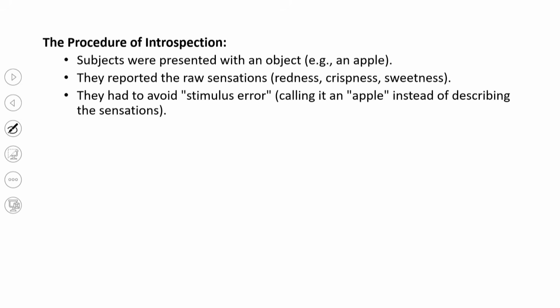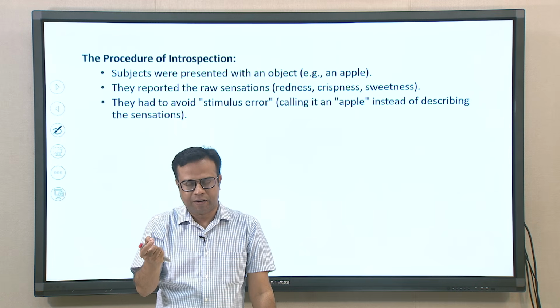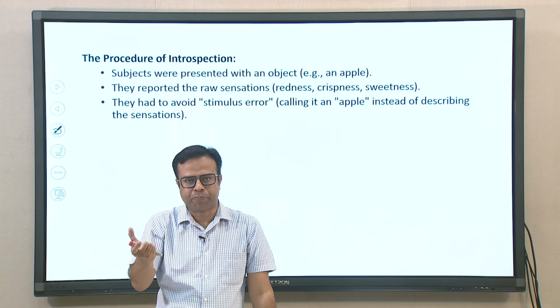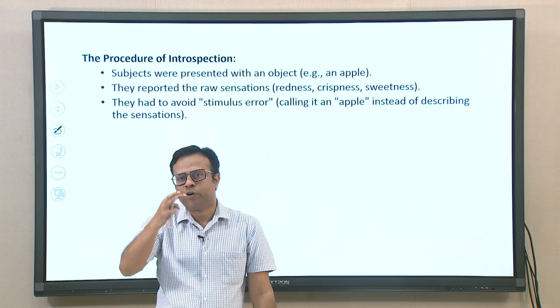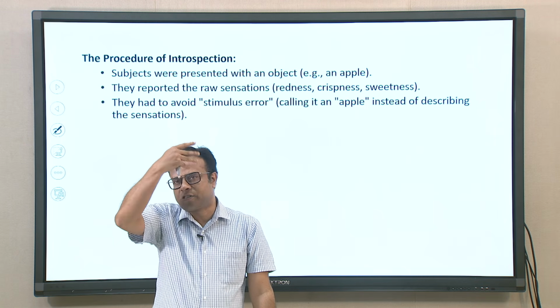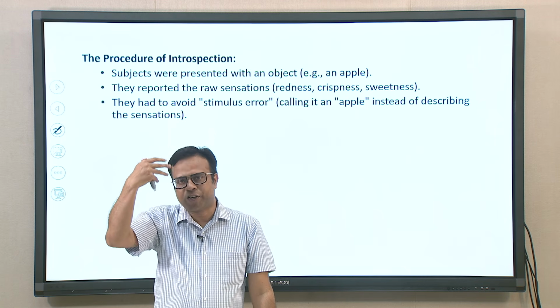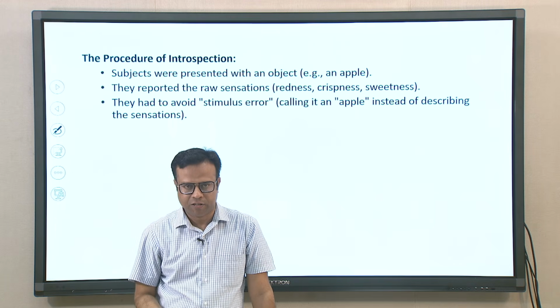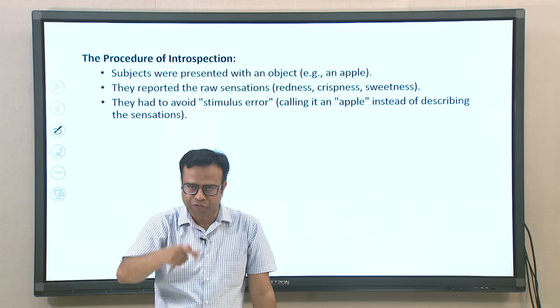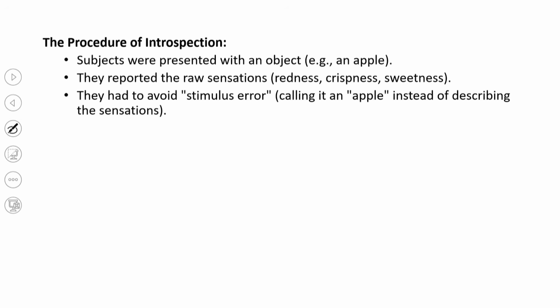Subjects were presented with an object, for example, an apple. They had to report various sensations around the apple, like its redness, crispiness, sweetness, and find out, when this stimulus is presented, what aspects of it are presented in the mind, what is the sensation of it, what is the feeling of it. So, they were trying to understand how a stimulus is represented in the mind and what the components are.